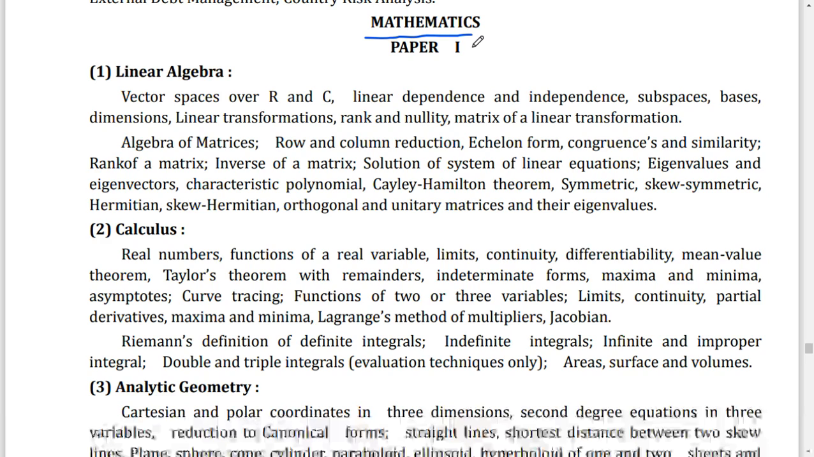Mathematics. Paper 1. 1. Linear Algebra.